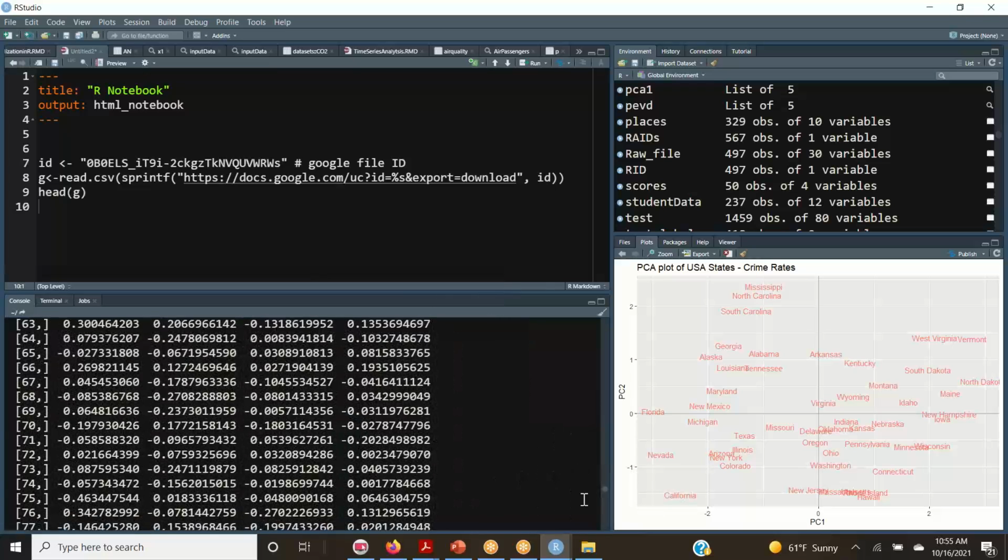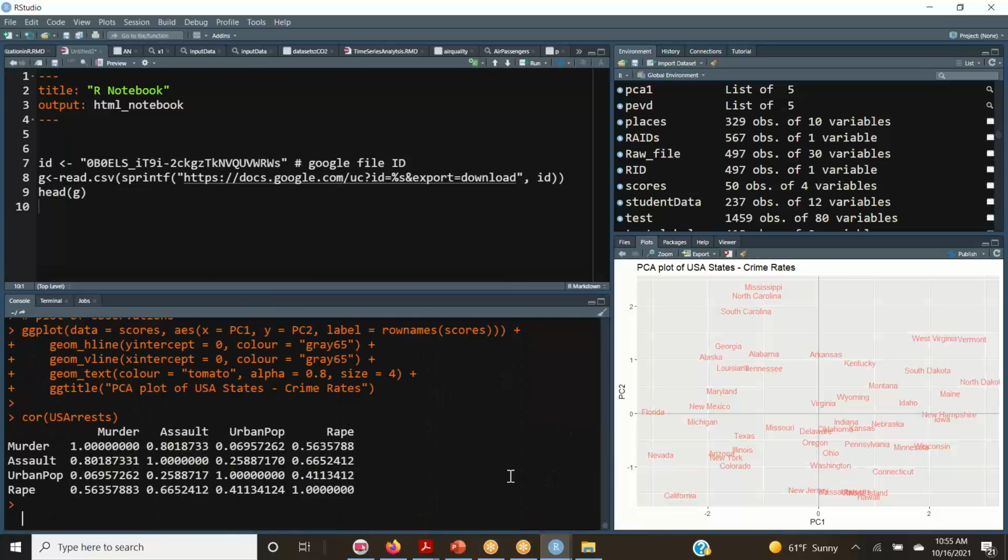Yeah, right there. So this one is high: rape and assault go together, which makes sense. And then murder and assault go together. The urban population is mostly about rape, relatively speaking, with some assault but relatively less murder. That's very interesting, right? It is less correlated to murder. So that's what you are seeing here.